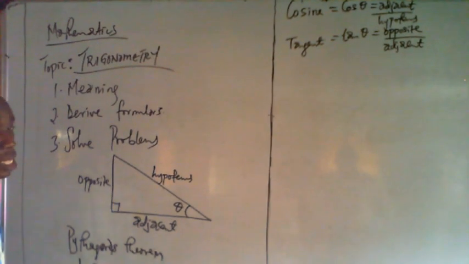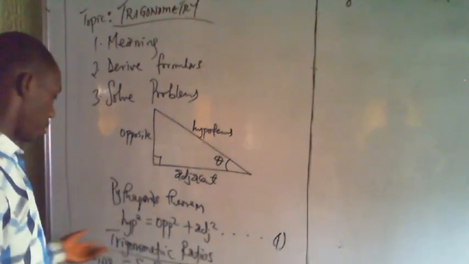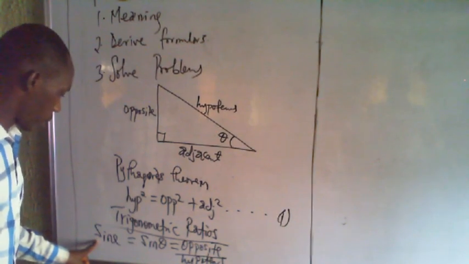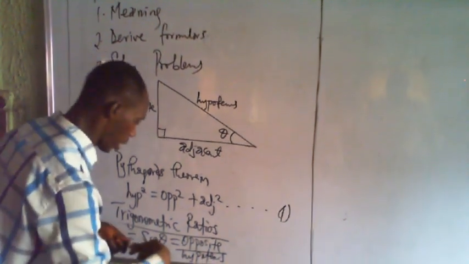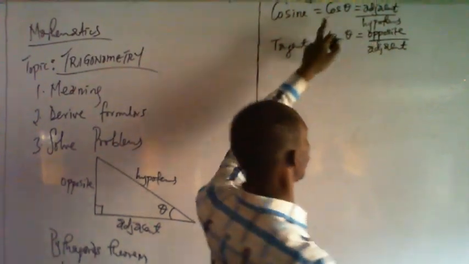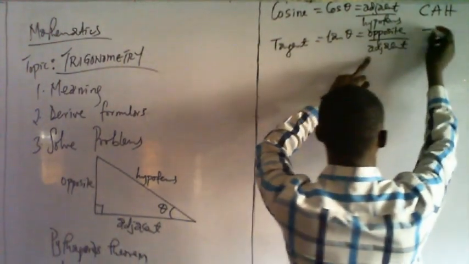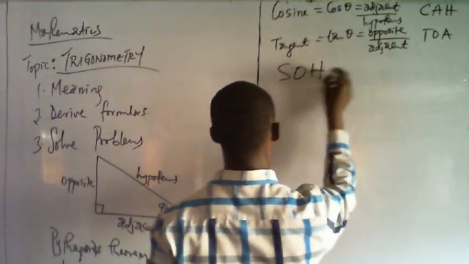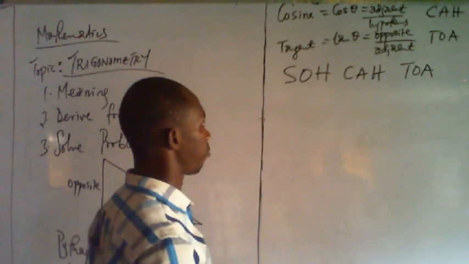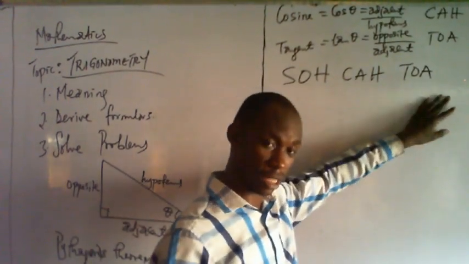To help students remember these trigonometric ratios, we make an acronym from the first letters that form the formulas. Sine theta is equal to opposite over hypotenuse, so we take SOH. Cos theta is adjacent over hypotenuse, so we take CAH. Tan theta is equal to opposite over adjacent, which is taken as TOA. And so we pronounce it as SOHCAHTOA. This will help you to remember that the formula for finding the sine of an angle is opposite over hypotenuse, cosine of an angle is adjacent over hypotenuse, tangent of an angle is opposite over adjacent.